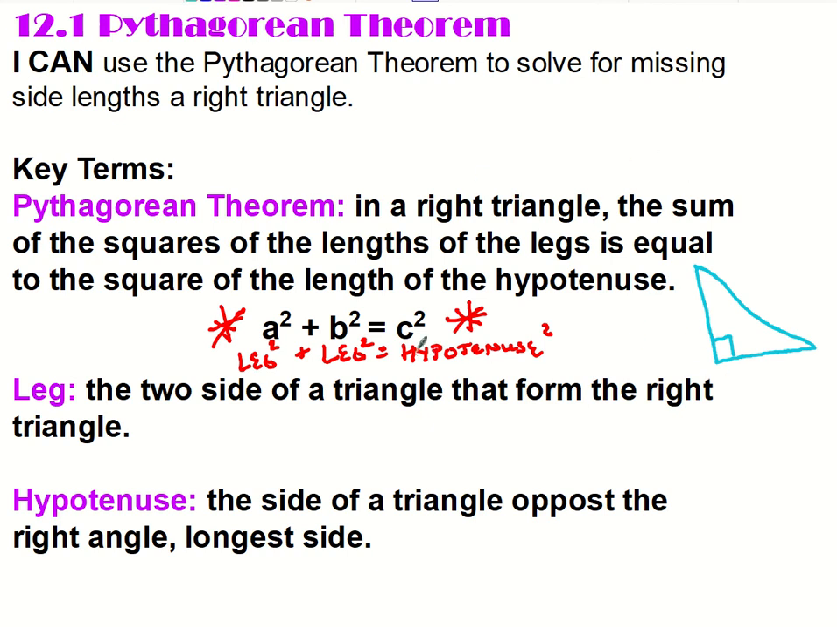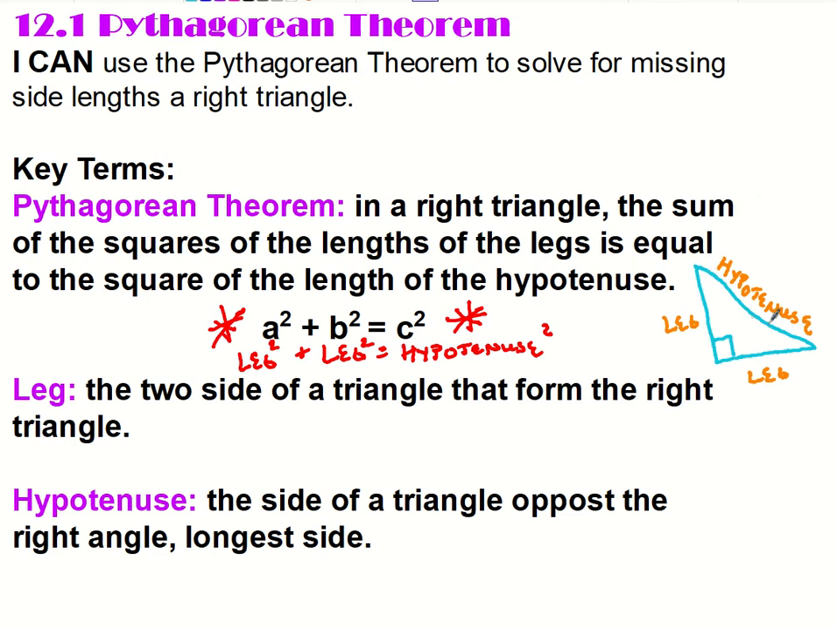But the Pythagorean theorem only works with right triangles. And in this right triangle, each side has a name. It's either a leg or a hypotenuse. The two sides that form this right angle, so that would be this side right here and this side, because here's my right angle. So the two sides that actually make the right angle, those are both known as legs. So this side's a leg and this side's a leg. The side that does not form the right angle, so the one that's actually across, is known as the hypotenuse.